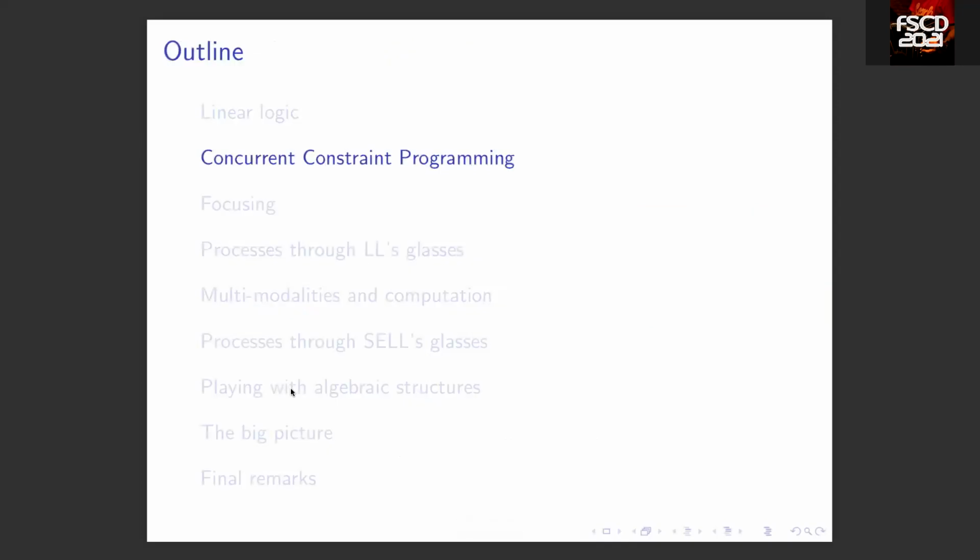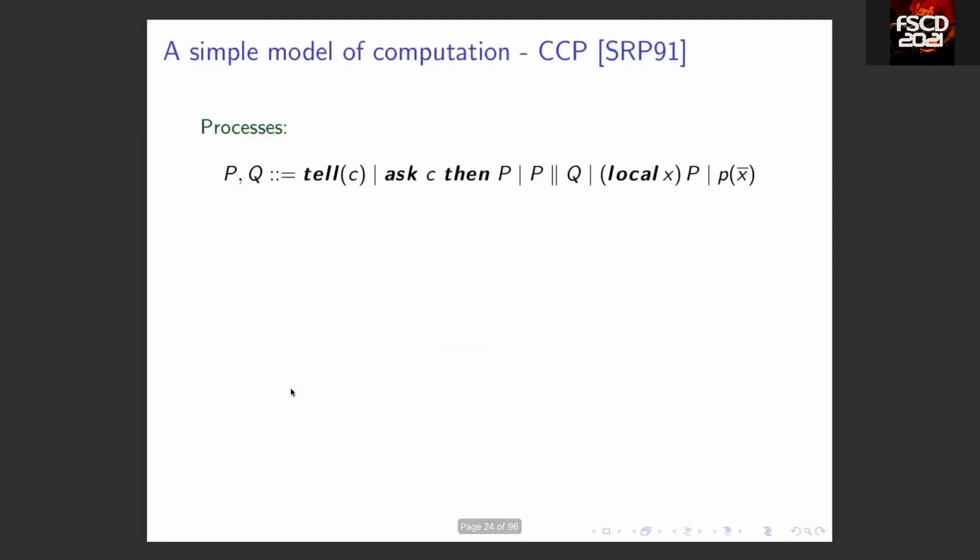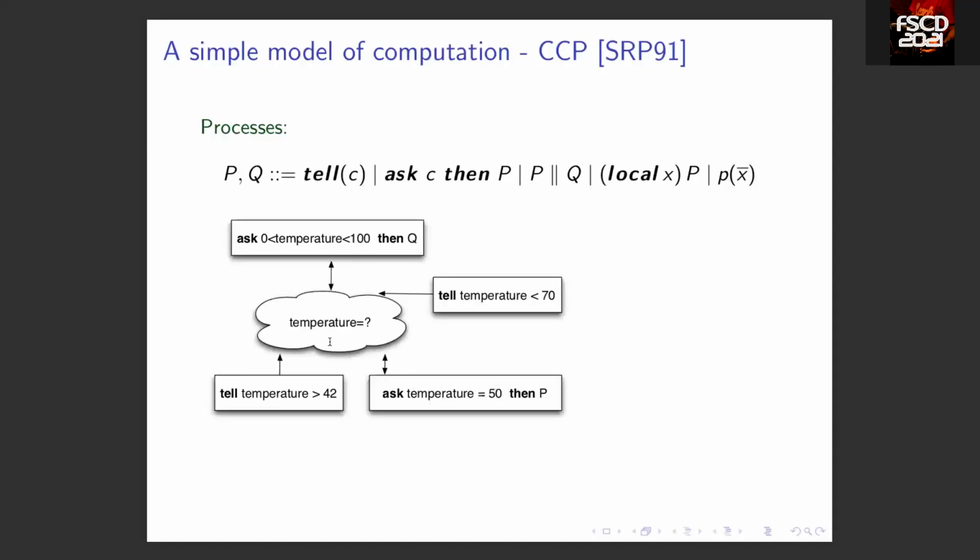So this is the logical part. So let's go now to the computational part. As I said, CCP, or concurrent constraint programming, is a really simple calculus for talking about concurrent processes. And I think that the main feature of CCP is that it has a shared store. So you have processes that have a common store. In the store you have the information, and then at any time you can add some information to the store, or you can ask for information and then proceed. And of course, you have parallelism, and you have a notion of locality or scope, and you have recursion, so you can define processes. So it's, as I said, really simple.